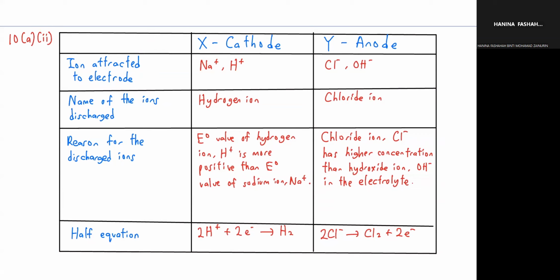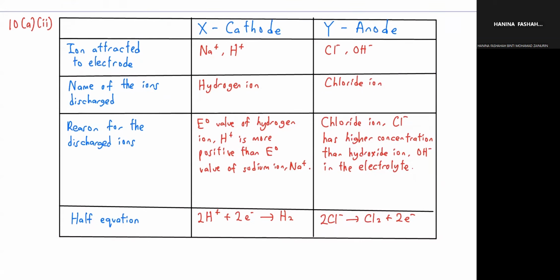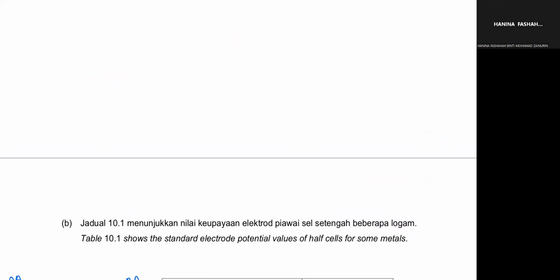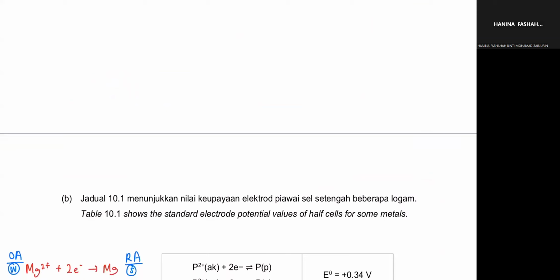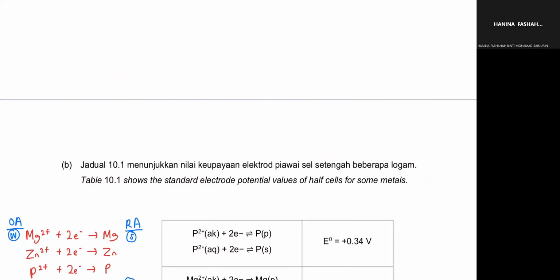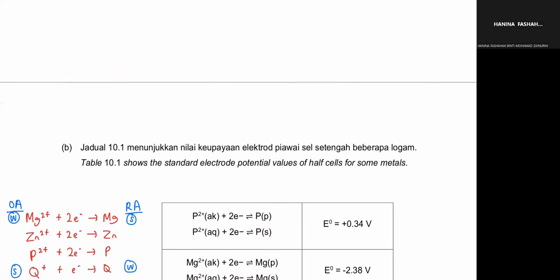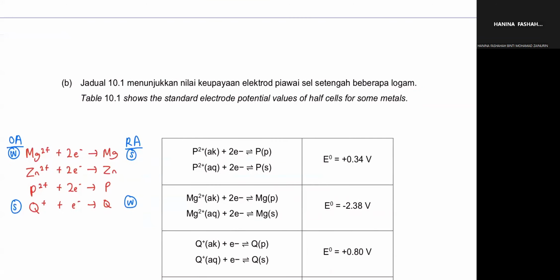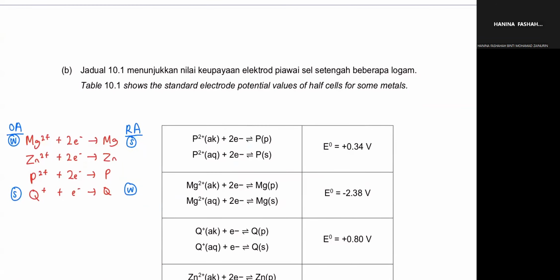Okay. Then you look at B. Now B, I talked about just now how to look at oxidizing agent and reducing agent. So I teach you a shortcut. First of all, you have to arrange. How to arrange? You have to arrange from most negative to most positive.